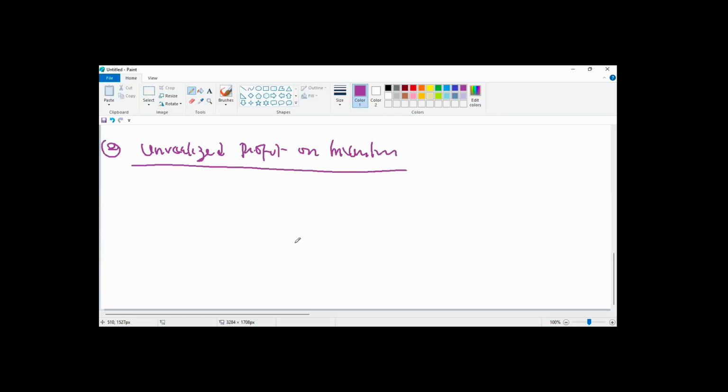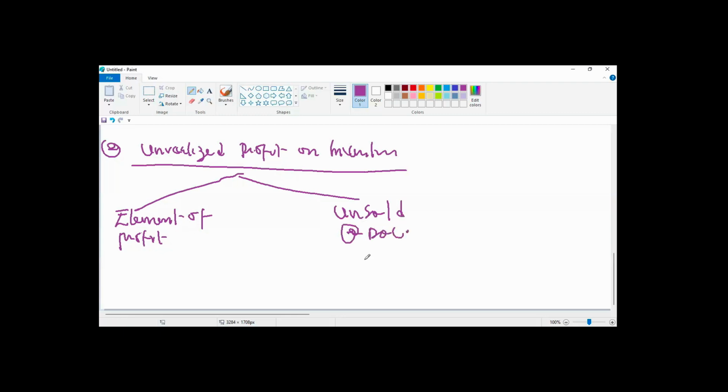For me to say that there is unrealized profit on inventory, there must be elements of profits, that one of the parties has sold and he has made profit on it. Then secondly, there must be unsold stock at the date of consolidation. If there's elements of profit, but there's no unsold, what do you want me to do? He has realized it, he has sold it to a third party. If there's unsold, but there's no element of profit, I ignore.